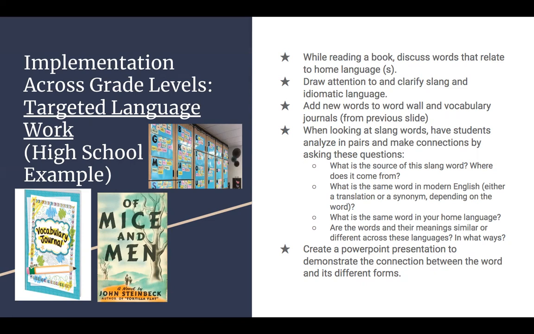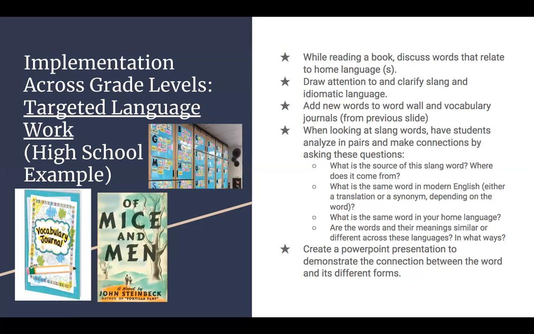So as I said before, it depends on the book that they're reading, where the word is coming from, and for the example specifically, it would be translated or put into modern English, since this quote unquote Steinbeck English is 1920s slang. So what is the same word in your home language? So for example, if I was a student and my home language was Spanish, I would take this word and I would translate it to find out what the word is in my home language. And lastly, are the words and their meanings similar or different across these languages, and in what ways?